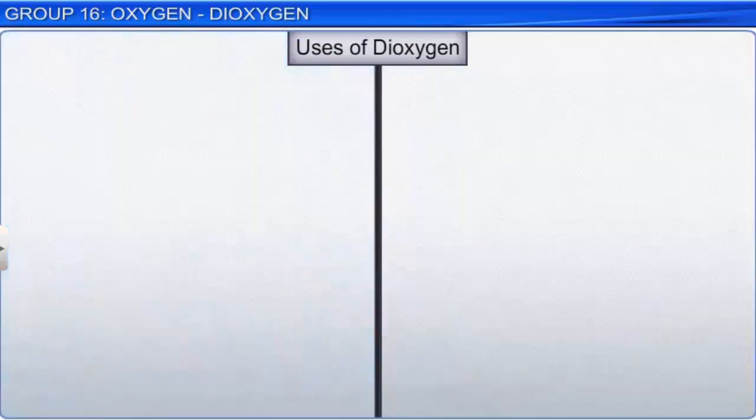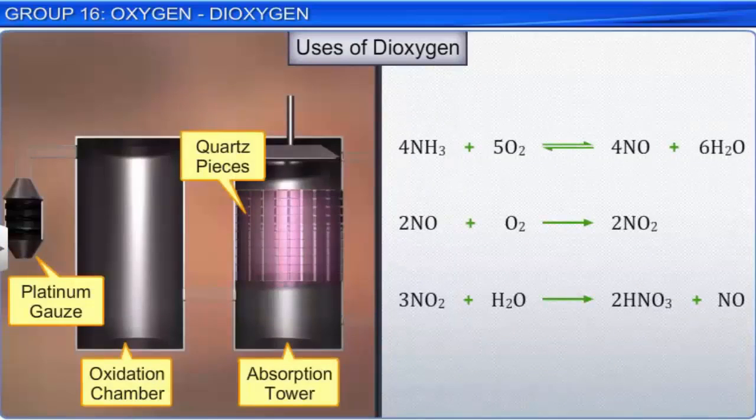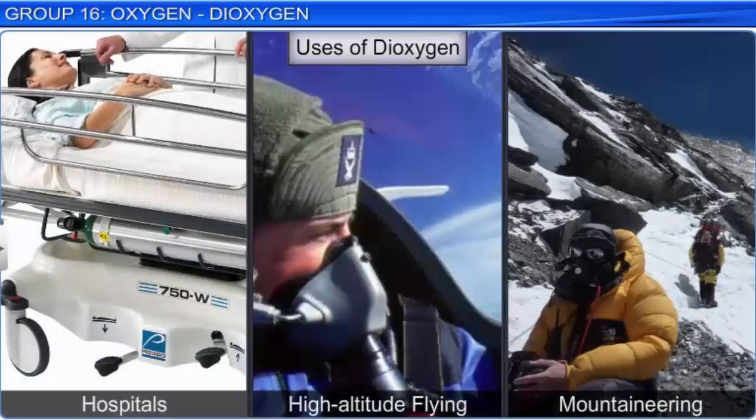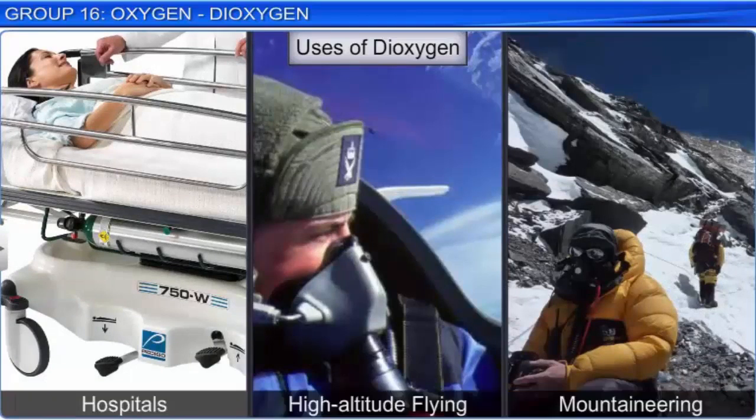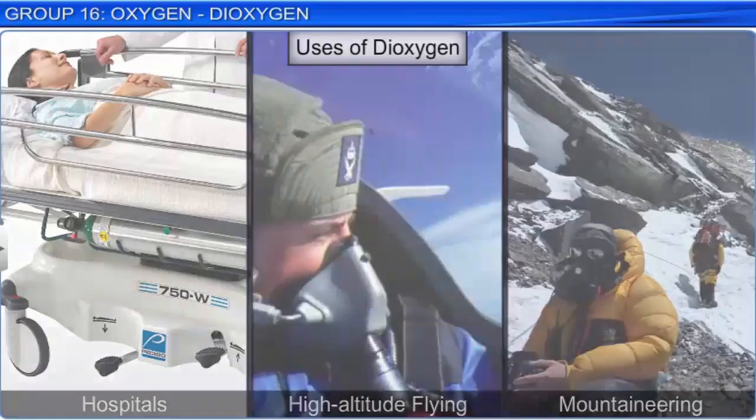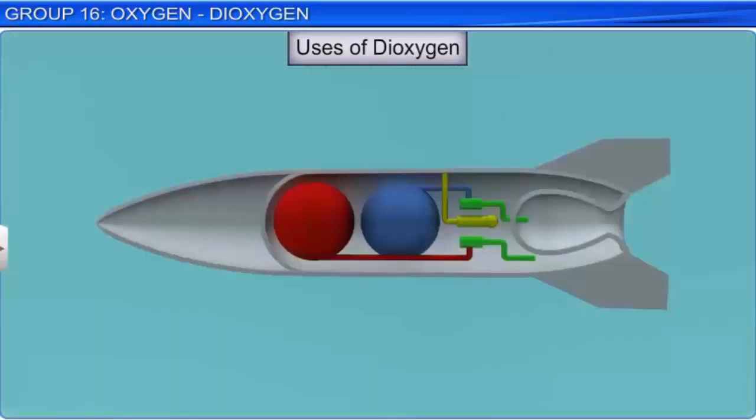It is used to oxidize ammonia in the manufacture of nitric acid. Oxygen cylinders are widely used in hospitals, high-altitude flying, and in mountaineering. Liquid oxygen is an important constituent of the fuel used in rockets.